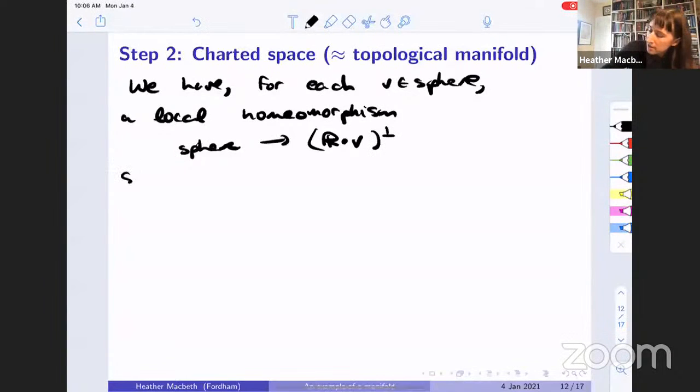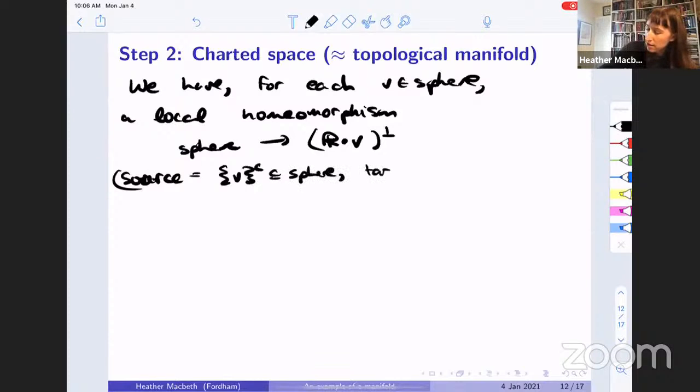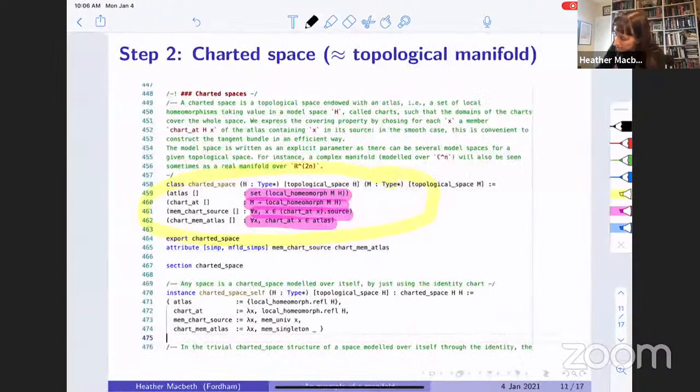And as we were discussing, the source is the complement of V in the sphere, and the target is the whole part of the orthogonal complement. And in order to make this a proper charted space, a charted space means that we select a model space, and that's H, seen here, that is the model. So our model space here is going to be Rn or some sort of vector space.